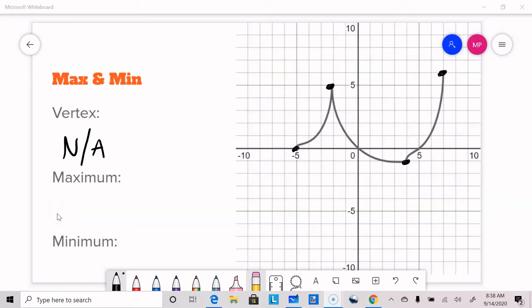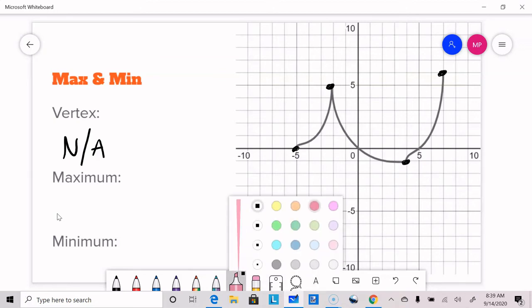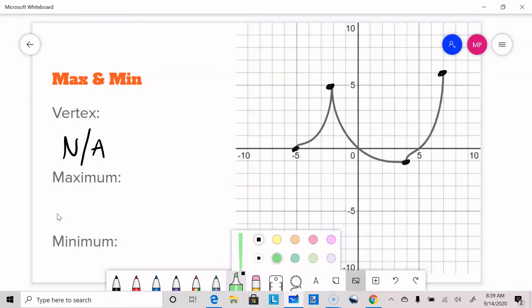Well, that's better. So we're going to finish out this problem. We have our maximum and minimum. Remember, maximum is the highest value, the highest point of the graph, and minimum is always the lowest point of the graph. And we're usually only looking at highest and lowest as it relates to the y-axis.